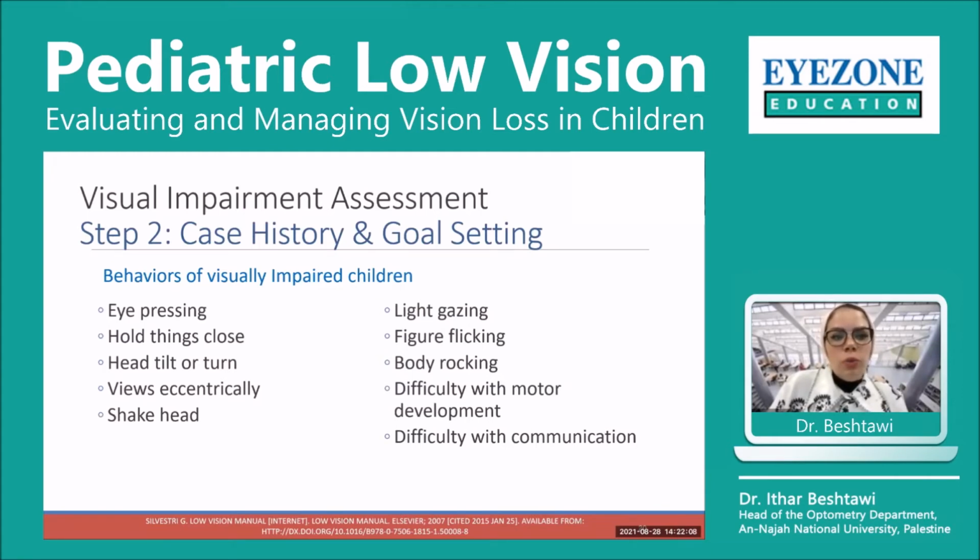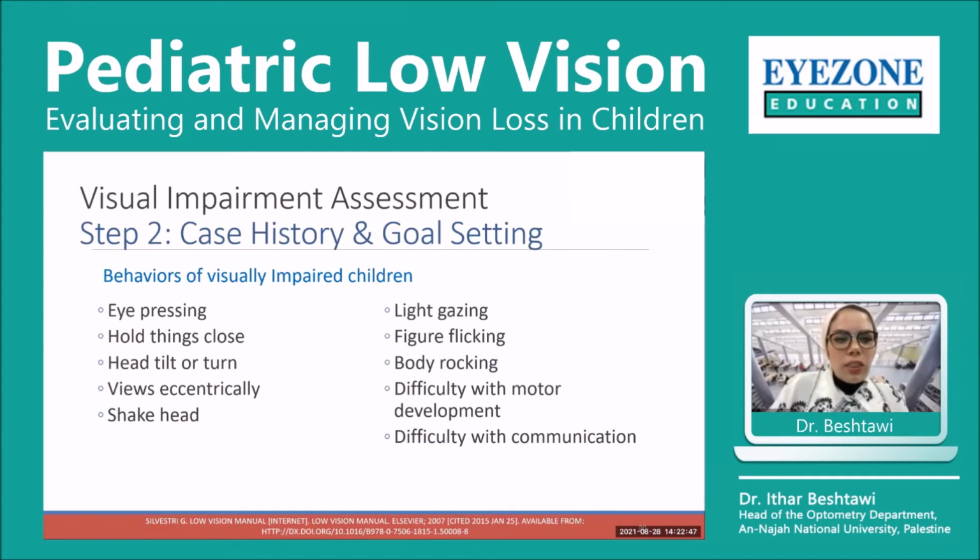So if the child does eye pressing most of the time, it's an indicator of poor vision, and it is usually due to a retinal problem or high IOP, which could potentially damage the eyes. And if the child holds things very close, this could be due to increased accommodation demand. And if the child tilts or turns his head, he's doing so to fuse or dampen nystagmus if he has nystagmus, or to put objects in the preserved visual field, or even due to muscular or spinal problems.